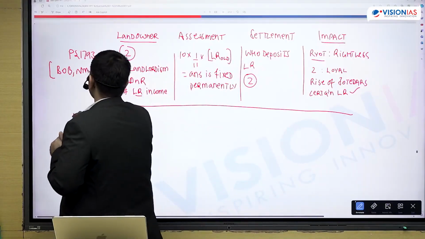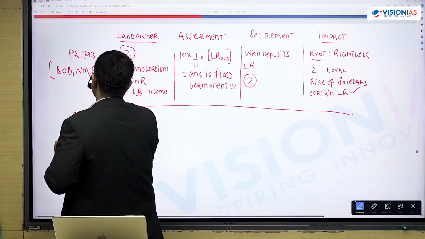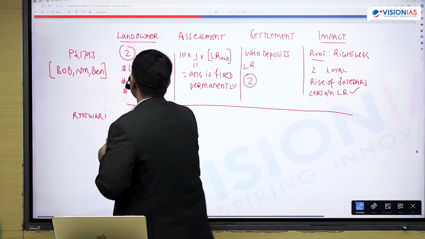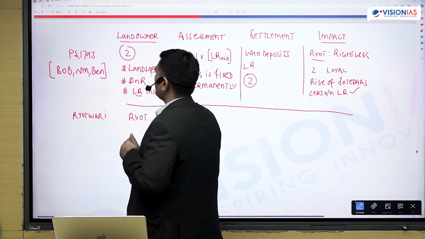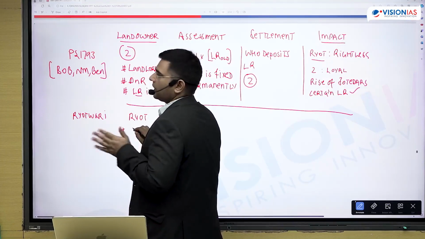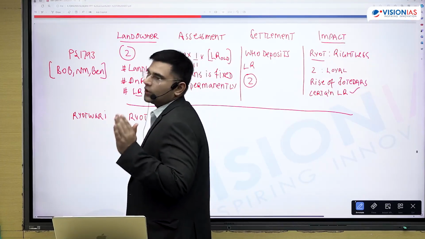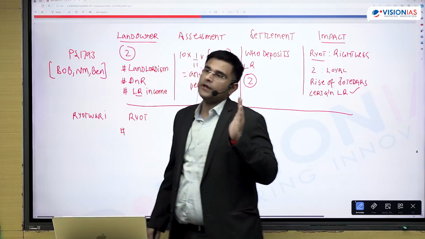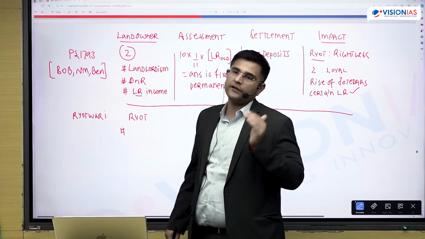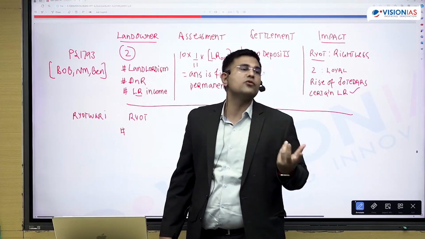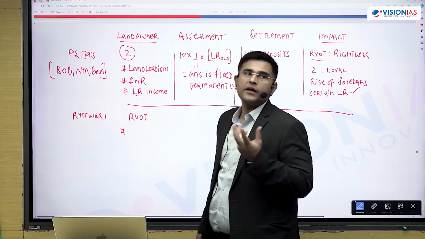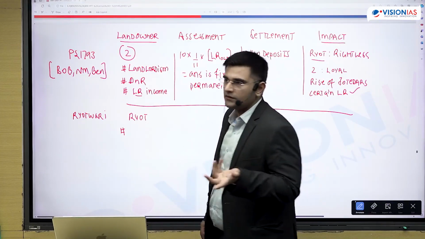In the case of your Ryotwari settlement, who is the owner of the land? As the name suggests, Ryot is the owner of the land. Why? Because here, Thomas Munro was from Scotland. So he said, in my Scotland, the yeoman farmer, that is landowner cultivator, is the hero of the movies. So therefore, I am going to make the actual cultivator the owner of the land.